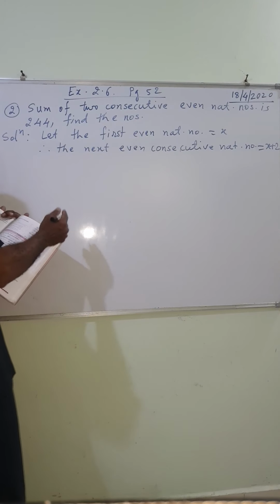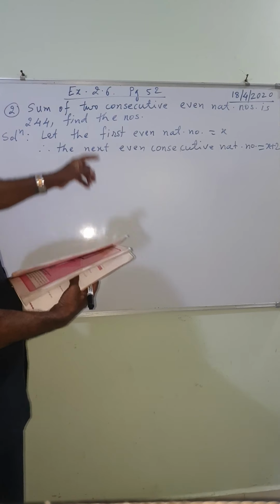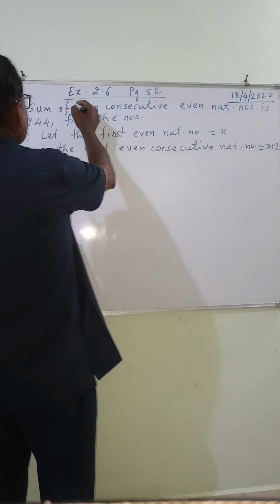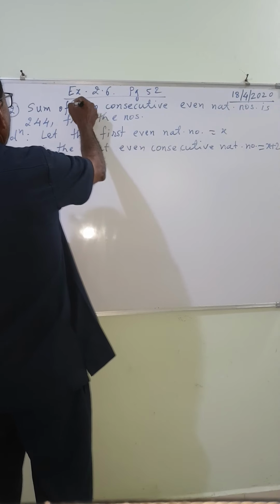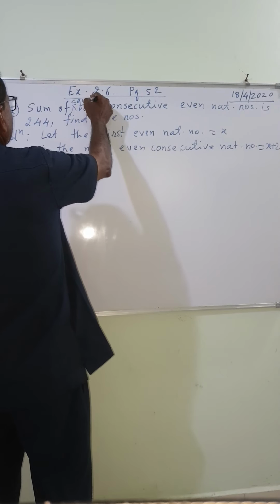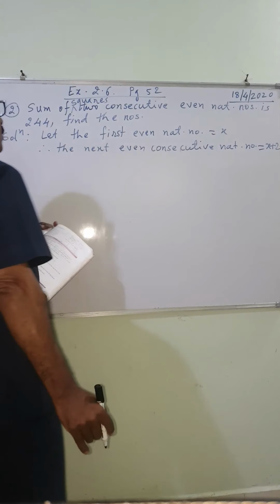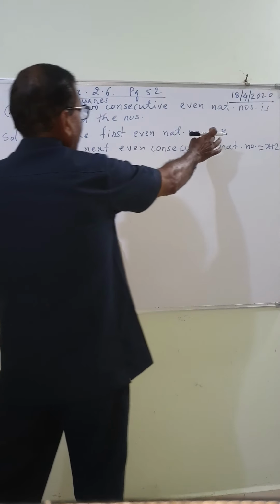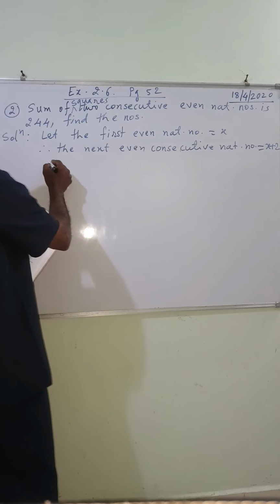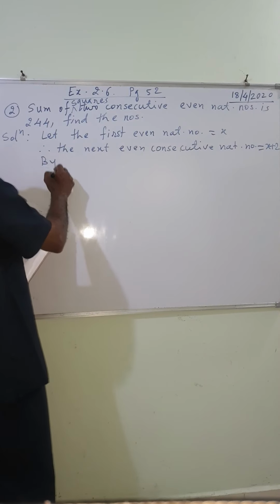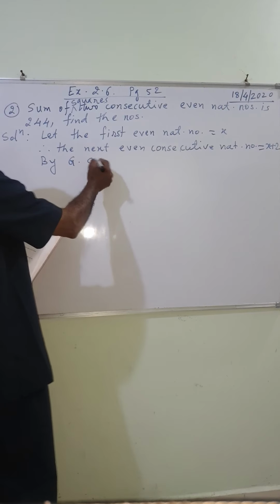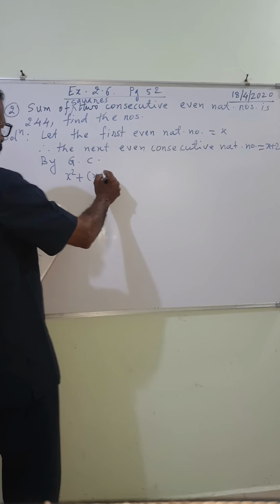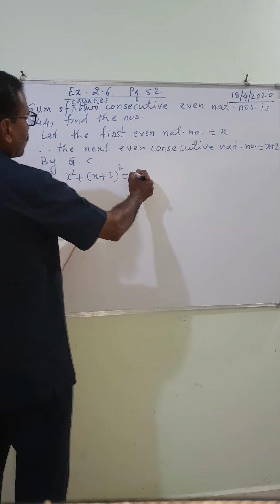Now, what is the condition? Sum of the squares of two consecutive even natural numbers means I have to make the squares and add them. Therefore, by the given condition, x square plus (x plus 2) square is equal to 244.